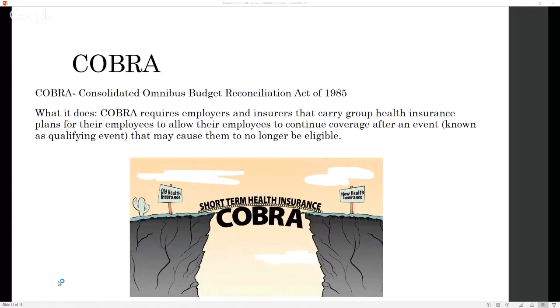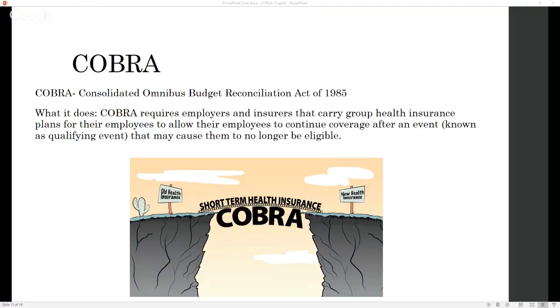So just really quick, we kind of skipped over the enforcement because that was someone else's part, but we just want to emphasize that violations of HIPAA can result in fines and also jail time. But anyway, moving on to COBRA.